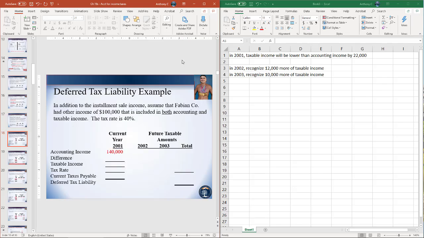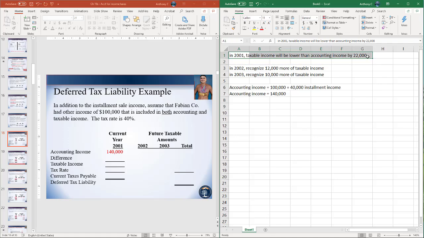Right, so if we're trying to figure out how to make the journal entry for this, again, first place to start will be to figure out what your taxable income is. So let's say in addition to the installment sale income, assume that Fabian Company had other income of $100,000 that is included in both accounting income and taxable income. Tax rate is 40%. So our accounting income will include the $100,000 of other income, and we had, from the previous slide, $40,000 of installment income. So in total, our accounting income is going to be equal to $140,000. To get to our taxable income, we need to just make the adjustments to accounting income to derive taxable income. So we said in 2001, taxable income will be lower than accounting income by $22,000 because of this temporary difference. So we're going to subtract that $22,000 from accounting income to get to taxable income.